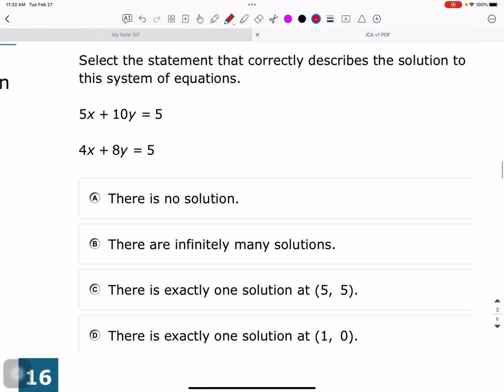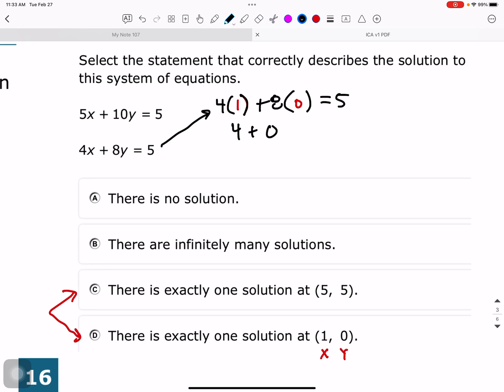All right, let's see this one. All right, this one is tough. One way I'm going to check these two answers: this is the x and this is the y. So what happens if the x is 1 and I plug in 4 times 1 plus 8 times the y, which is 0? Does that equal 5? Let's see, 4 times 1 is 4 plus 8 times 0 is 0. That doesn't equal 5. So no, this point does not work. So no, it's not this one.